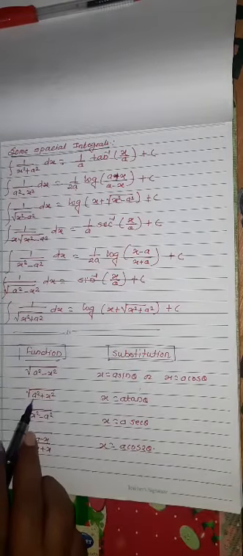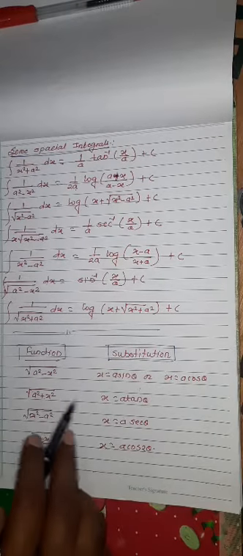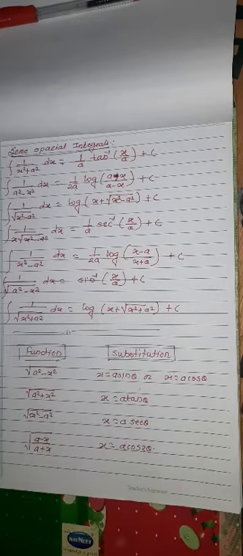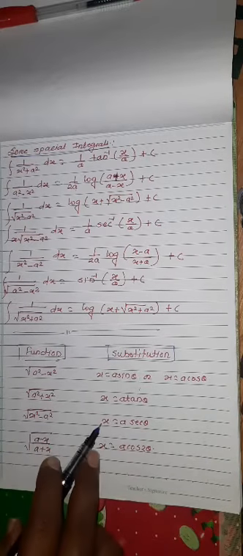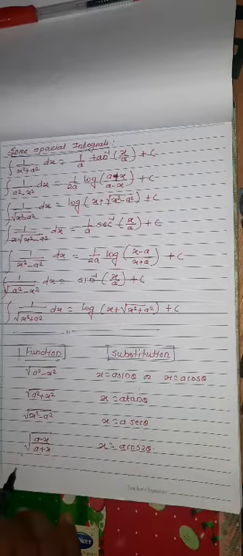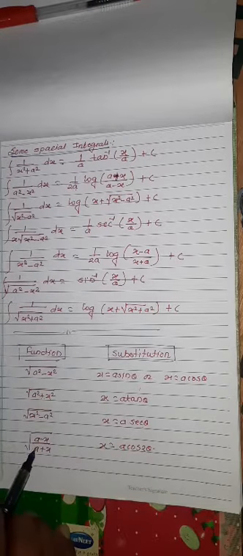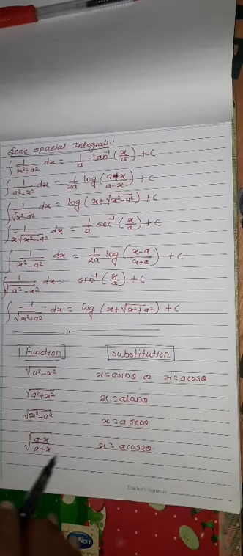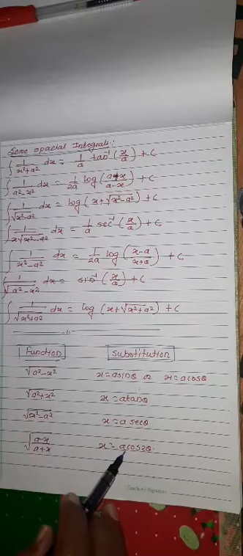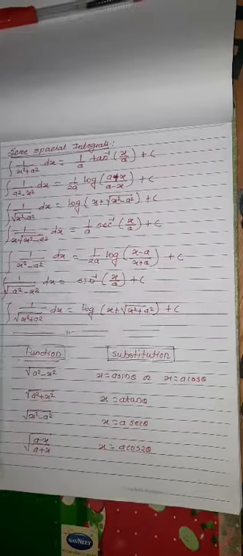Whereas for under root of a square plus x square, x is equal to a tan theta. For under root of x square minus a square, x is equal to a sec theta. And for under root of (a minus x) divided by (a plus x), x is equal to a cos of theta. Now taking an example on this, we have to evaluate the integral.